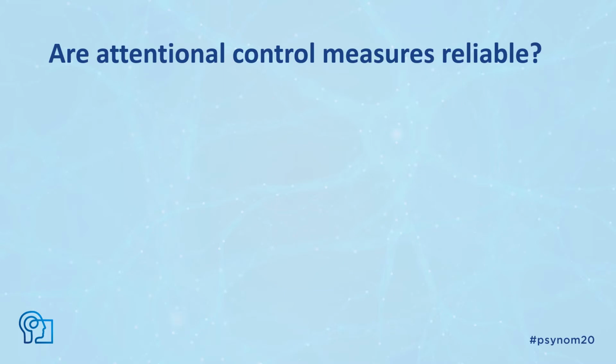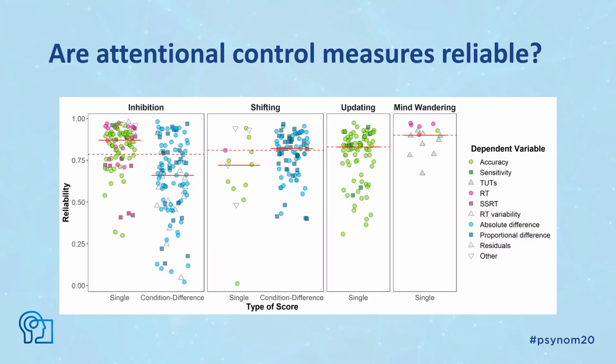So what about the reliability of these measures? Here we've plotted the reliabilities for the different dependent variables of the different attentional control factors that we usually have reported in the literature.